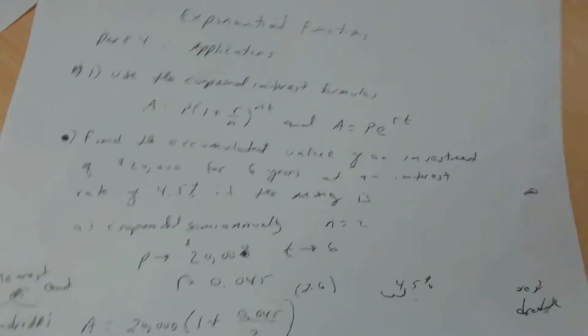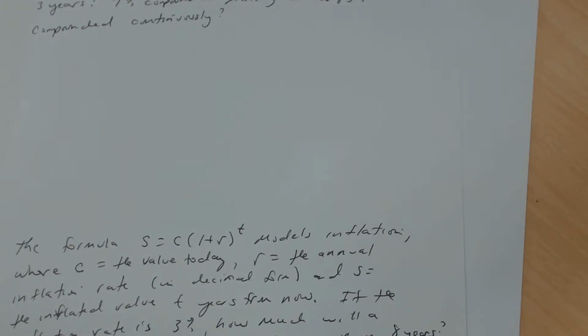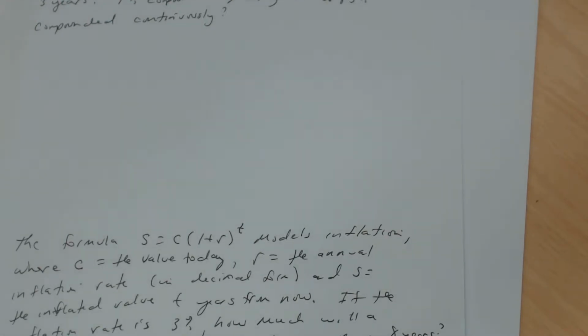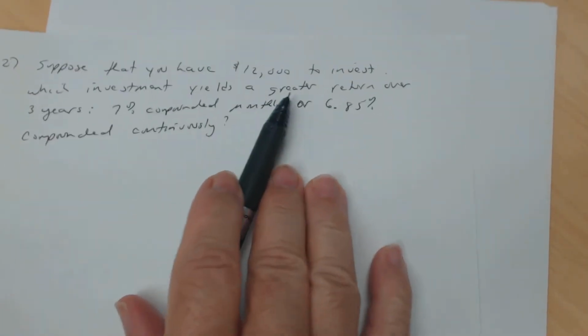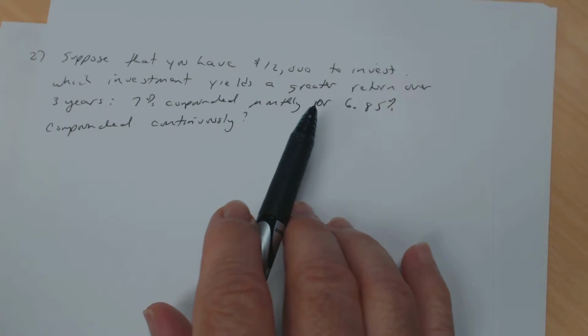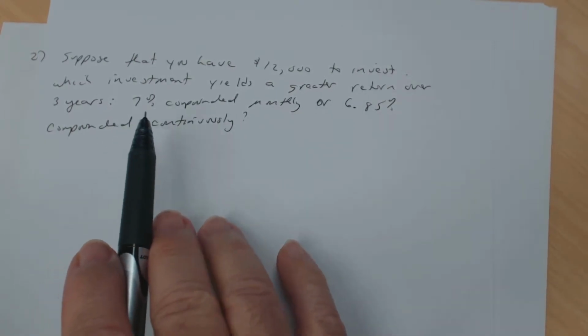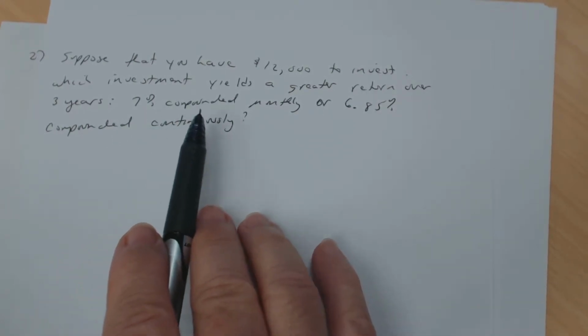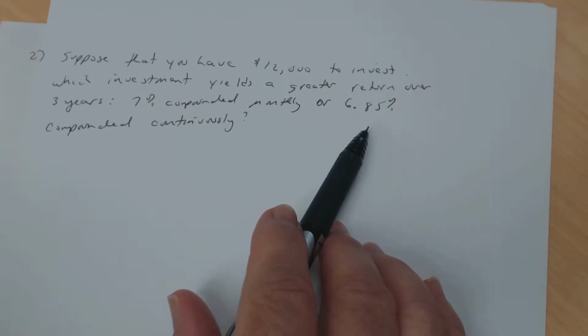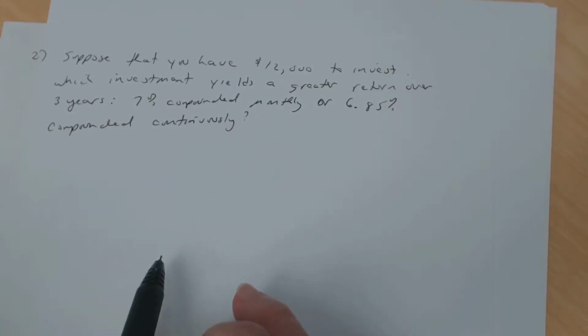Now let's look at this. Still dealing with compound interest. Let's look at number 2. Suppose that you have $12,000 to invest. Which investment yields a greater return in 3 years? 7% compounded monthly or 6.85% compounded continuously?